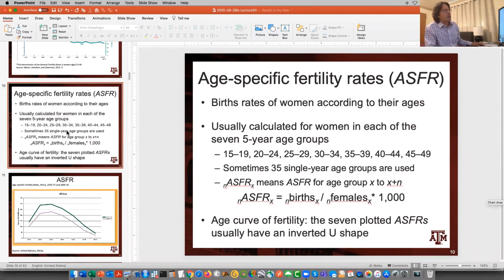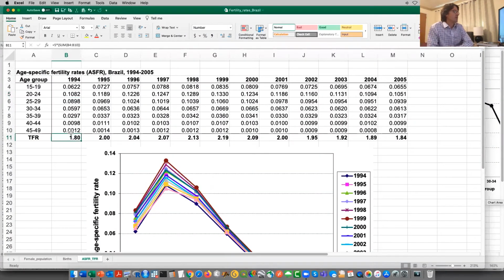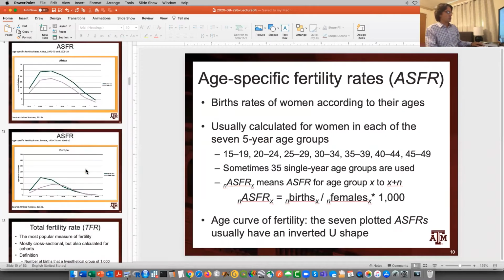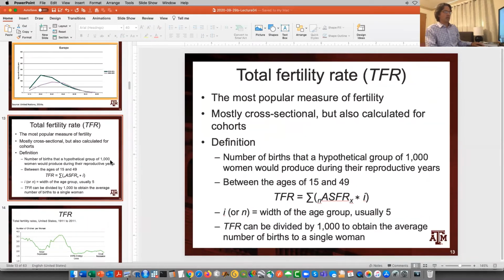So I will not multiply by 1,000, and then if I just add all these age-specific fertility rates, I have the total fertility rate. It's really simple. I sum this all and multiply by 5. And remember, the total fertility rate is exactly that: we are summing all the age-specific fertility rates and multiplying by the width of the interval. I don't need to divide by 1,000 because I did not multiply the age-specific fertility rates by 1,000 before.